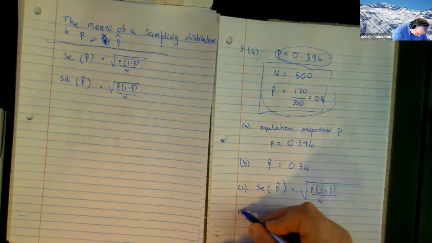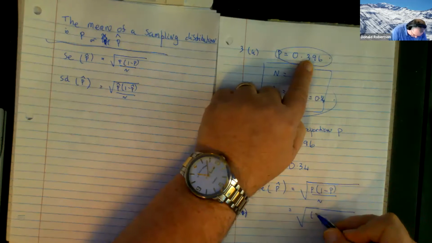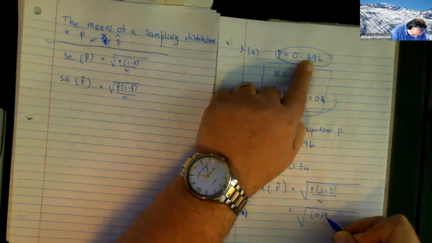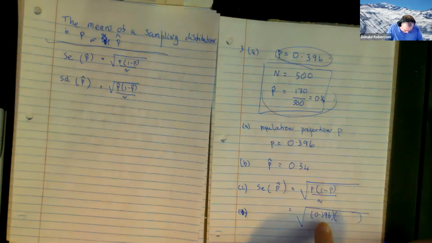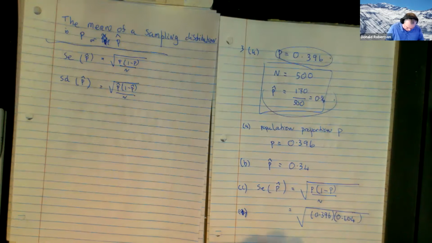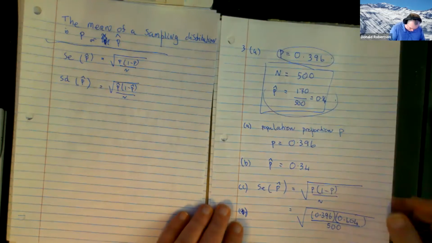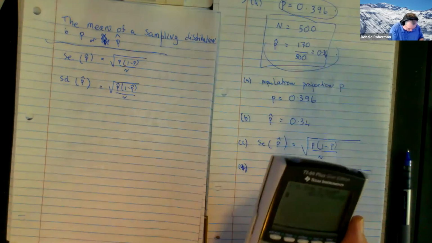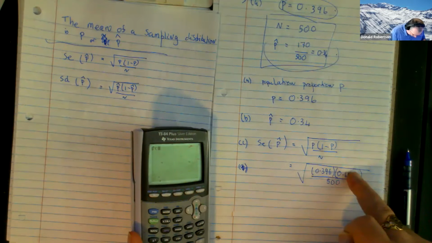In this question, the population value P is 0.396. 1 minus P is 1 take away that number, which is 0.604. All divided by the sample size, which is 500. And then on my calculator, I'm going to do the square root of that times that divided by this.